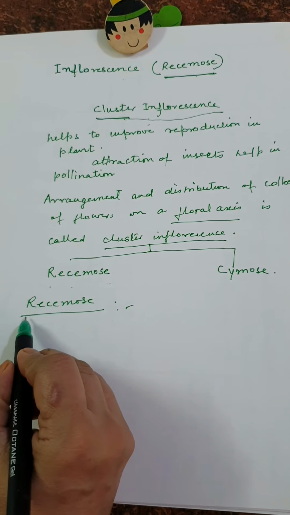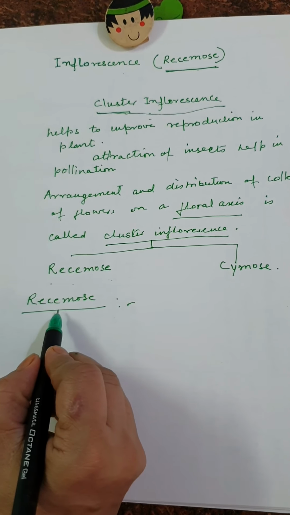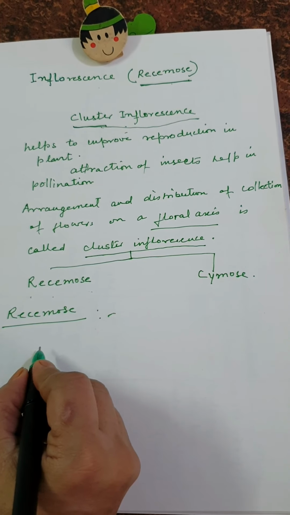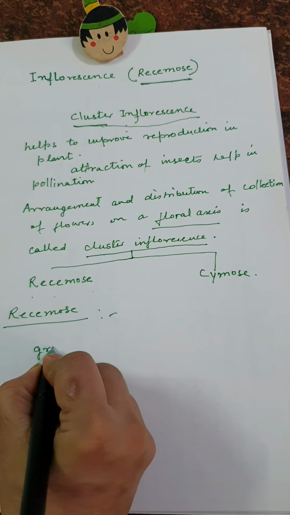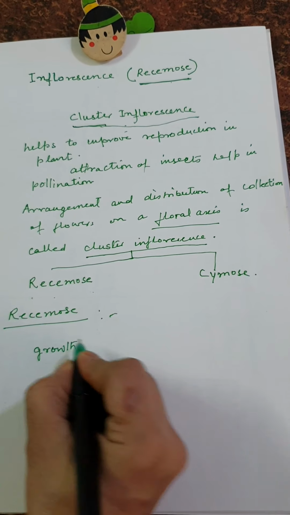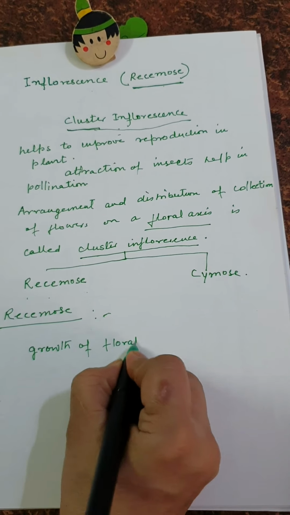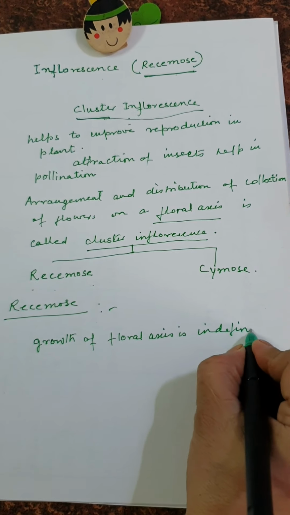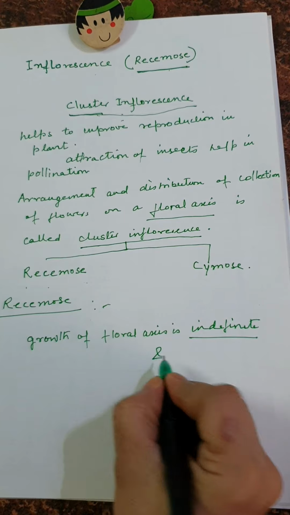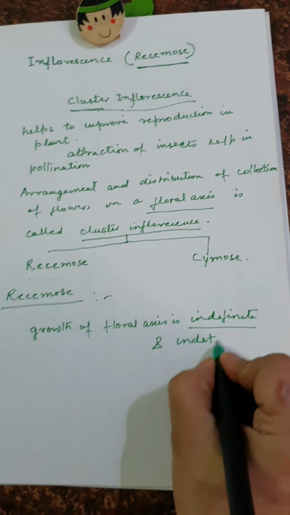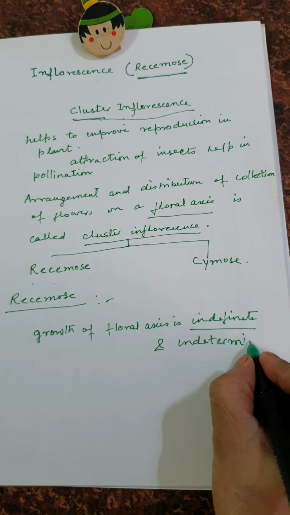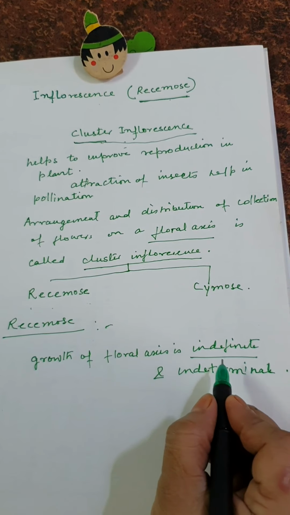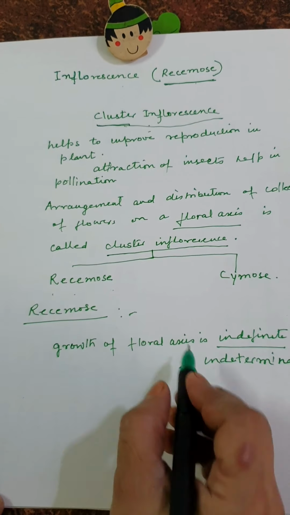In the racemose type of inflorescence, growth is indefinite and indeterminate. Growth of the floral axis is indefinite and indeterminate. What is the meaning of indefinite? Indefinite means the axis continues to grow.